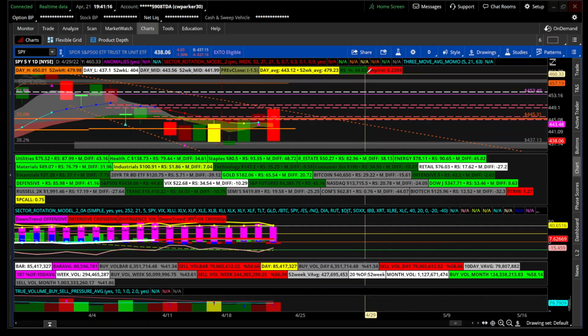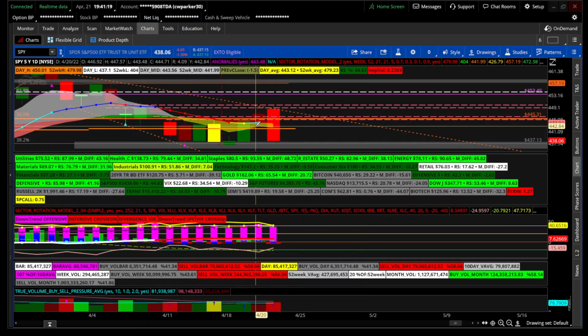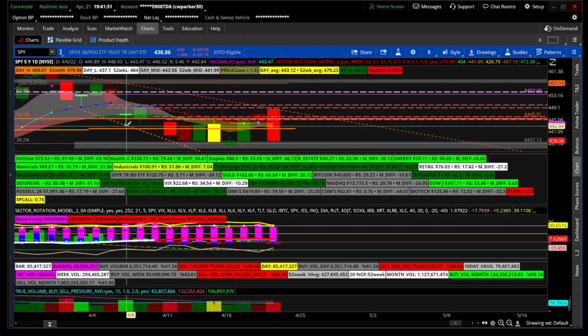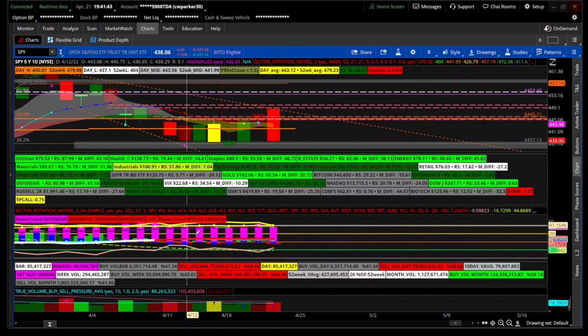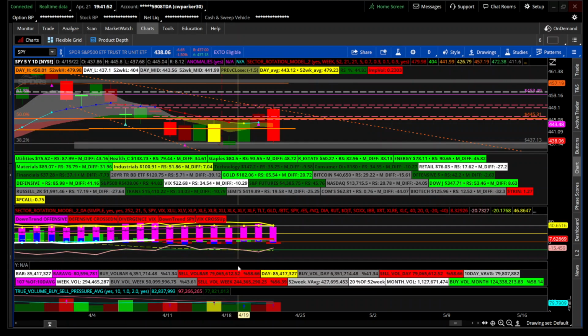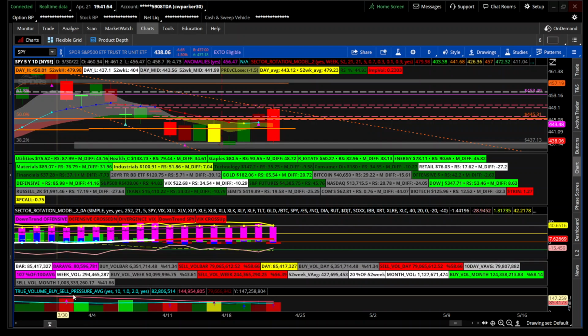You have the upper model. You have the three move average momentum. You have these triangles, which I call anomalies, where volume and price differ, or there's a divergence between price and volume, and it's one of the things that Wyckoff talked about. And you have your sector rotation labels. You have the actual visual aid with its labels as well. And then you have the advanced volume labels, and then you have the true volume buy sell pressure with this average. And right now I have the average set on 10.